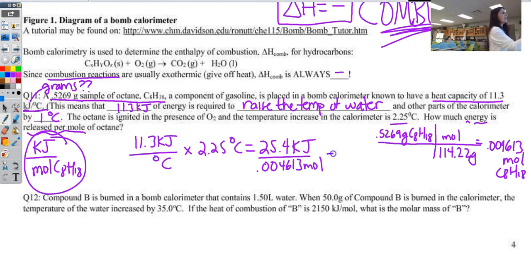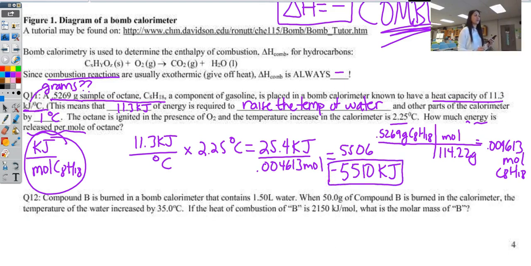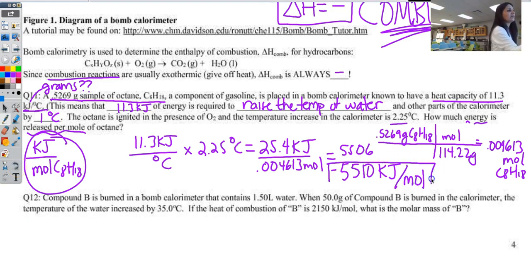And this is giving me 5506 with 3 sig figs. So 5506 with 3 sig figs, it would be 5510. And my answer is in kilojoules. It is negative because that is energy that is going to be released. And so we don't want to forget here too, it's kilojoules per mole of the octane.